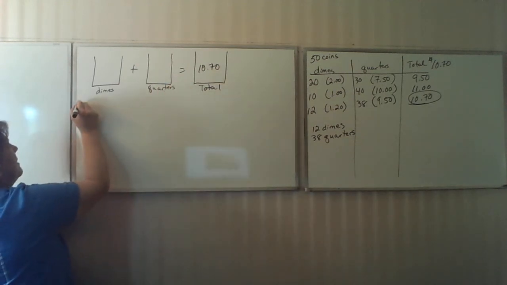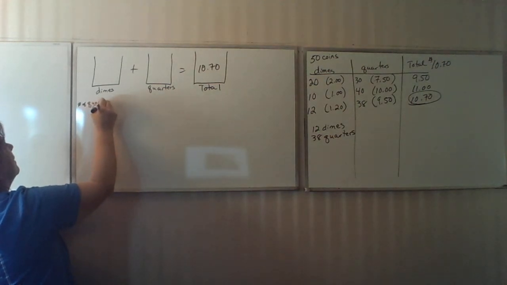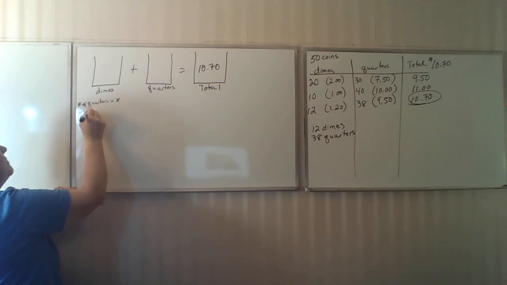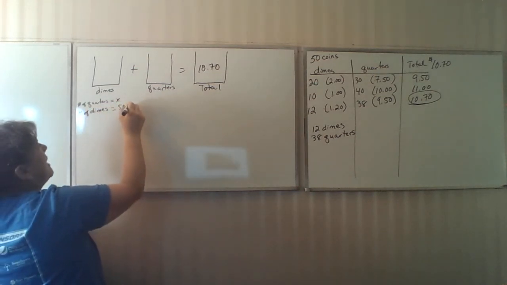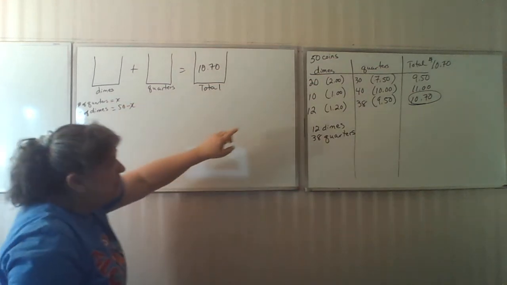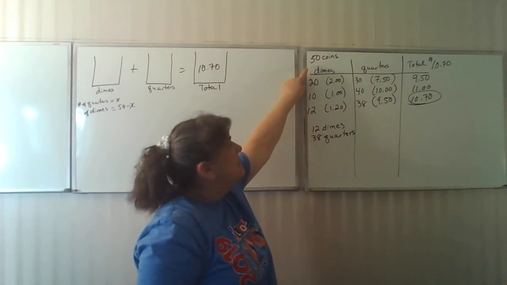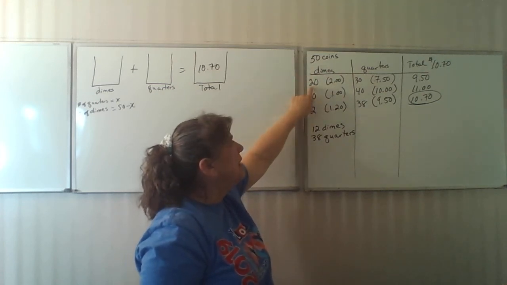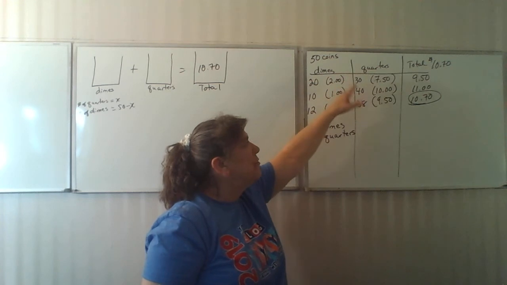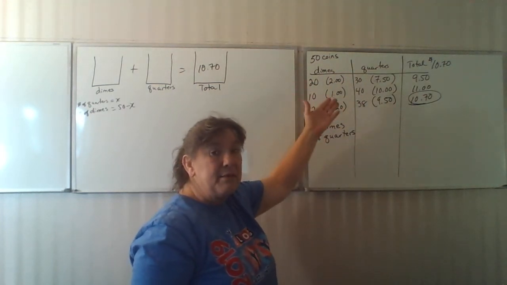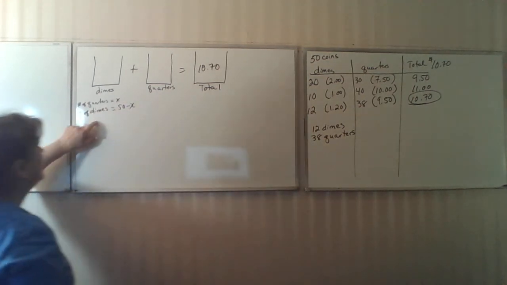I'm going to let the number of quarters equal X, and the number of dimes is going to be 50 minus X. Remember, that's what we did over here. 20 plus 30 has to equal 50. So if I say I have 30 quarters, that means 50 minus 30 is how many dimes I have. So we're going to use that principle here.